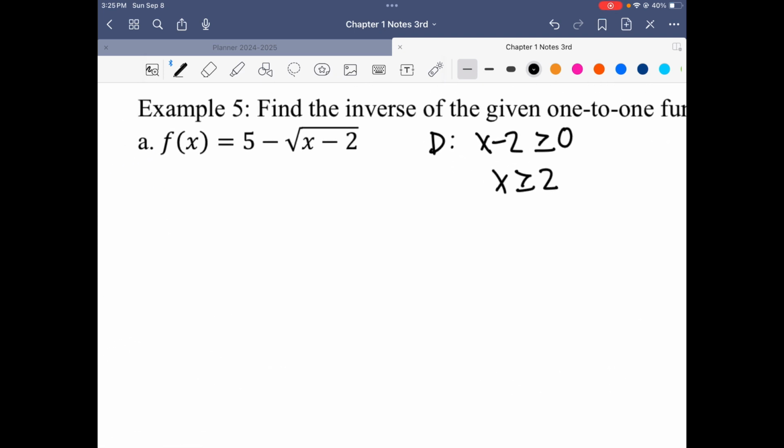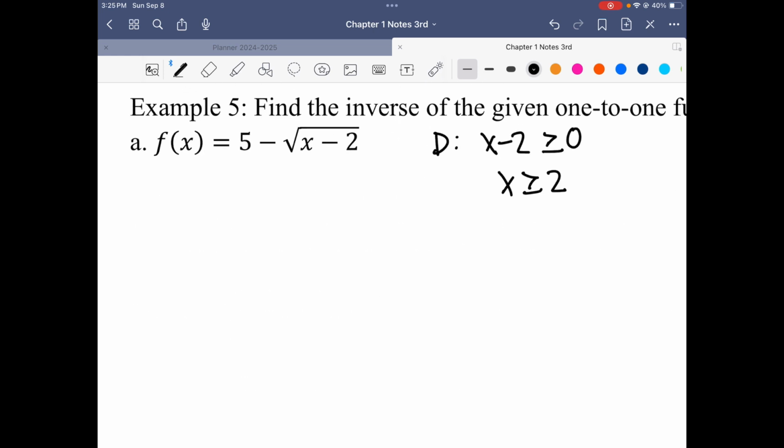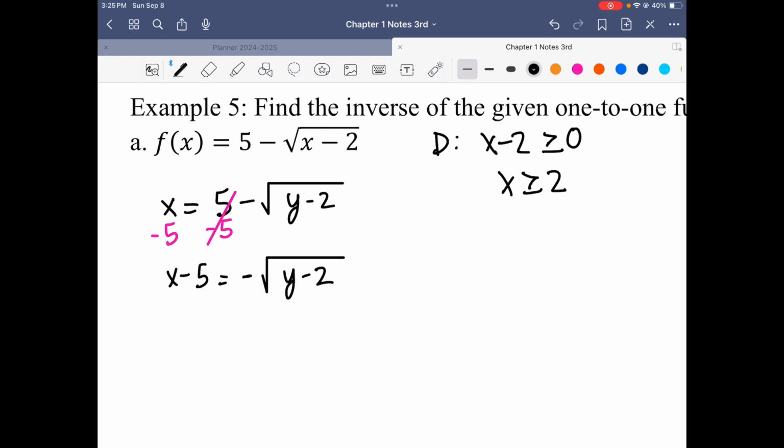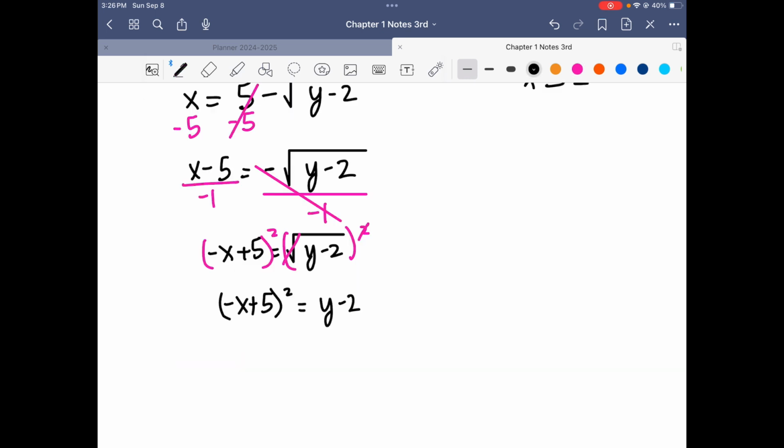Now that we have that domain, let's go ahead and find the inverse. So the steps to do this are going to be 1, to switch x and y. So we're going to have x equals 5 minus the square root of y minus 2. Next, we need to solve for y. So order of operations tells us we got to do the stuff that's furthest away first. Subtracting 5 cancels there, so we've got x minus 5 equals the negative of the square root of y minus 2. We can get rid of that negative by dividing by -1. So that leaves us with -x plus 5 equals the square root of y minus 2. Now we can square to get rid of our square root, and then we can just add 2.